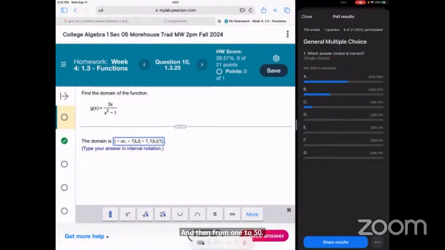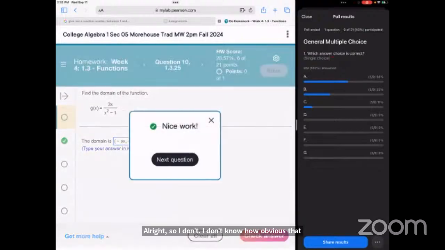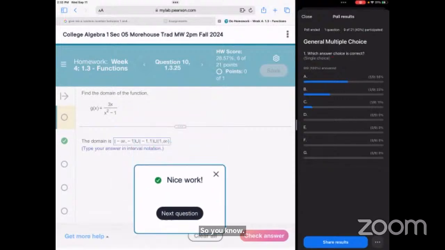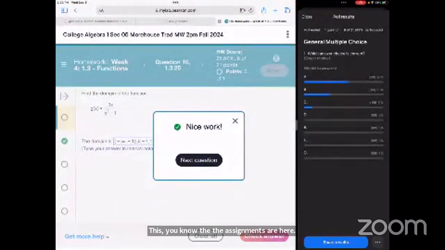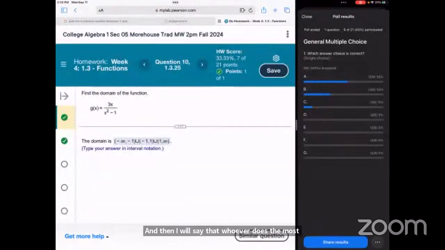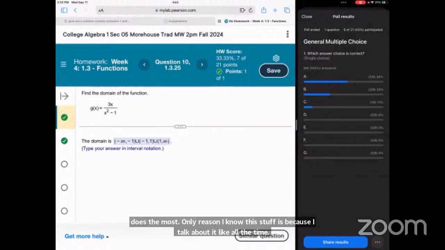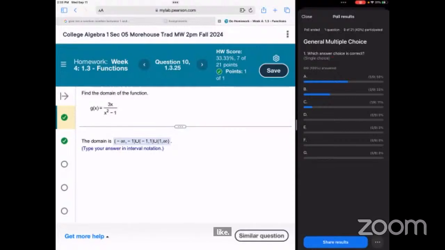Okay. All right. So I don't know how obvious that was or was not. I feel like that interval notation is not obvious. The assignments are here, and I will say that whoever does the most talking does the most learning. The only reason I know this stuff is because I talk about it all the time. If you're shy, or not engaging, or quiet, it's a lot harder to learn versus if you speak up. The more you talk about it, the more you're going to know it, just by default. But I'm not going to stress about it.